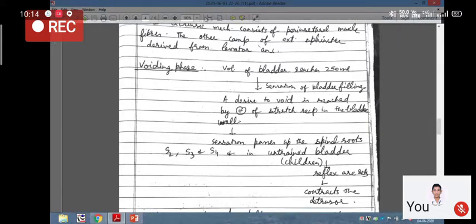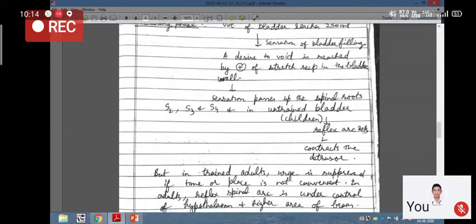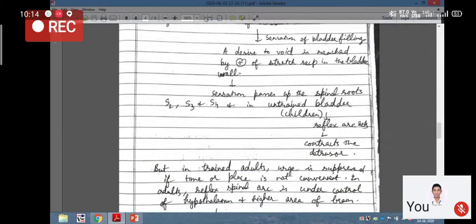And in an untrained bladder, like in children, a reflex spinal arc sets in, and it does not go to the brain and contracts the detrusor. But in trained adults, urges are suppressed till the time and place are convenient, and this reflex spinal arc is under the control of the hypothalamus and the higher areas of the brain, that is mainly the pontine center.